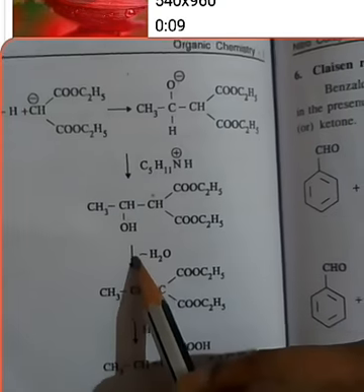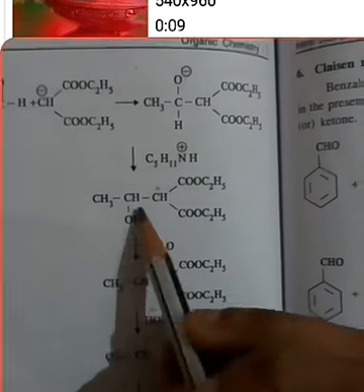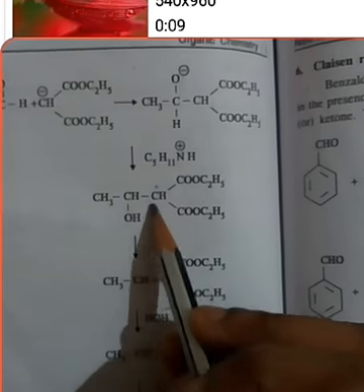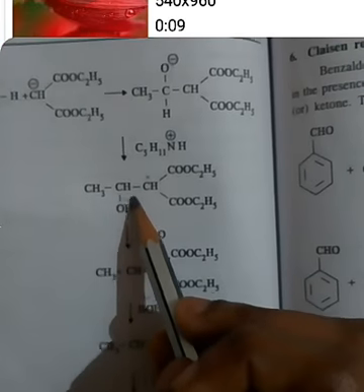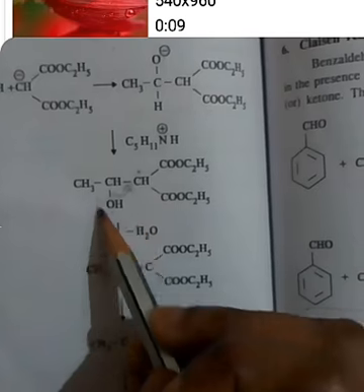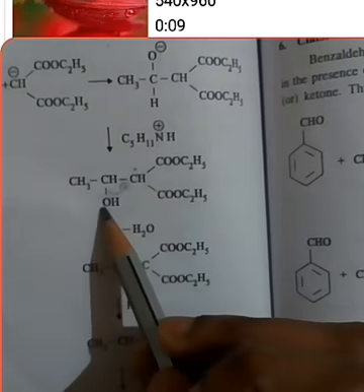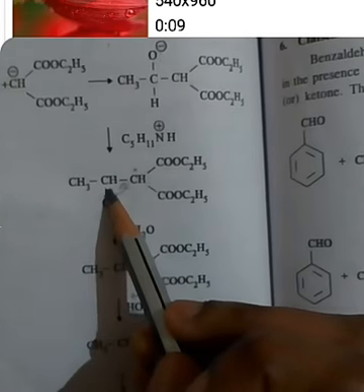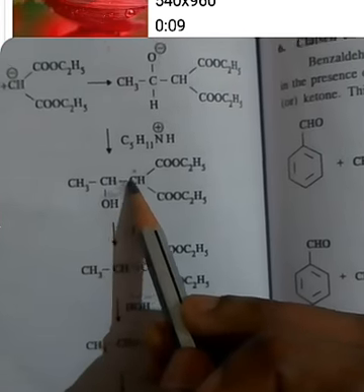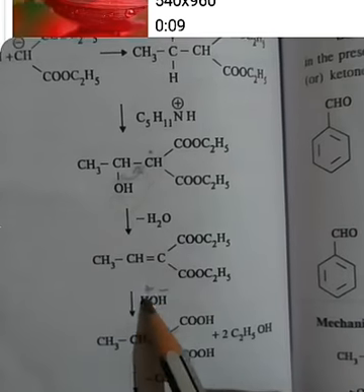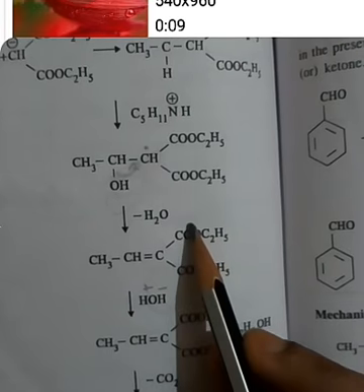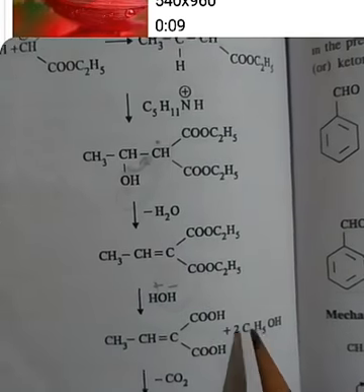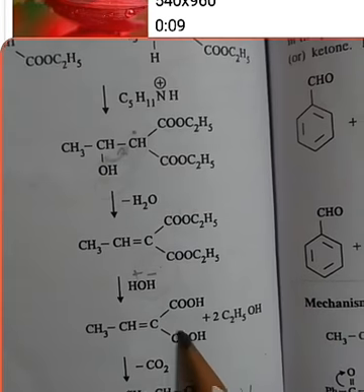Again, hydrolysis: the OH minus is removed and it is converted into a CH=C double bond. Here H2O is removed in this reaction. Next, hydrolysis of the ester groups converts them to acid. Again hydrolysis, and the CO2 will be removed.